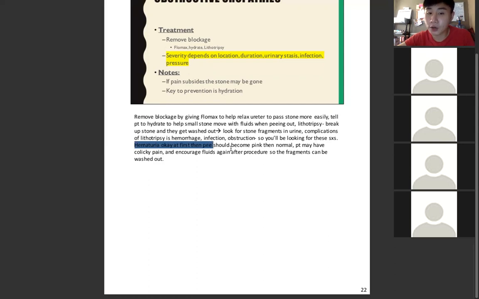Hematuria is okay at first, then the pee should come out pink, then normal. So it is normal for the patient to have lithotripsy and have bloody urine at first, but after that you should see improvement of the urine color. If the patient still has colicky pain and bloody urine after many tries, we need to report that to the doctor. We also need to encourage fluids again after the procedure so the fragments can be washed out.